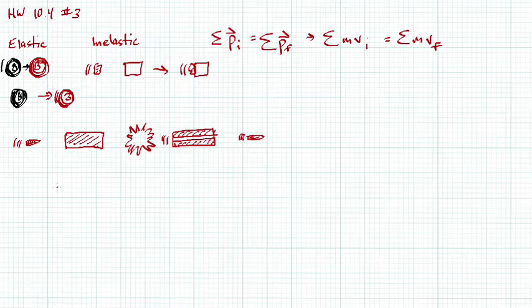The mass is 4 grams. I'm going to call it B for bullet and W for wood block. That's how we can tell them apart. So the mass of the bullet is 4 grams. If we convert that to kilograms, that'll be 0.004 kilograms. And the initial velocity of the bullet is 650 meters per second.